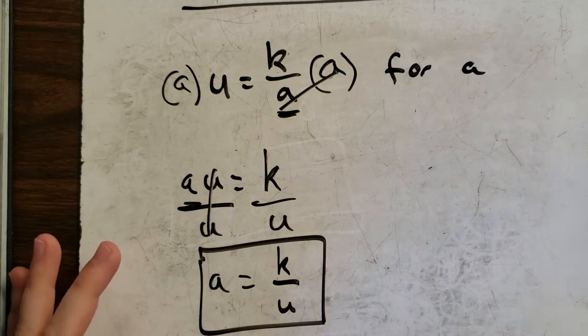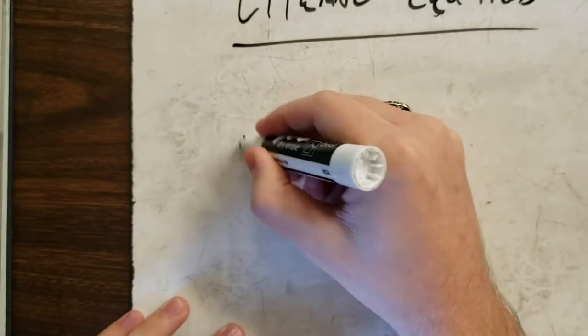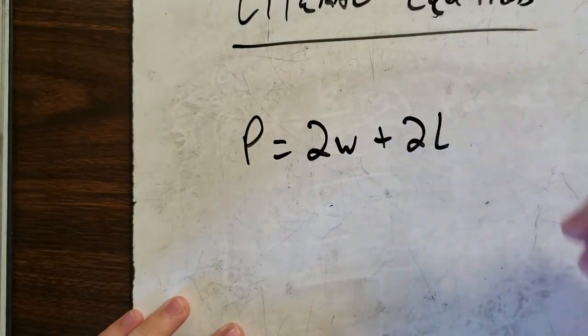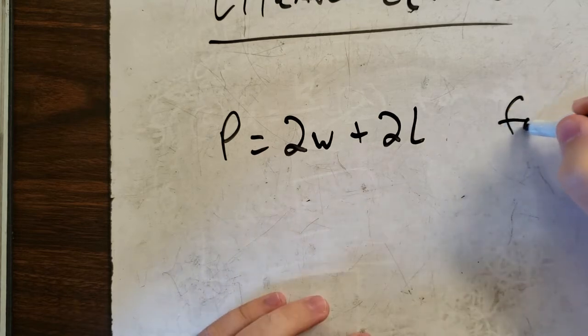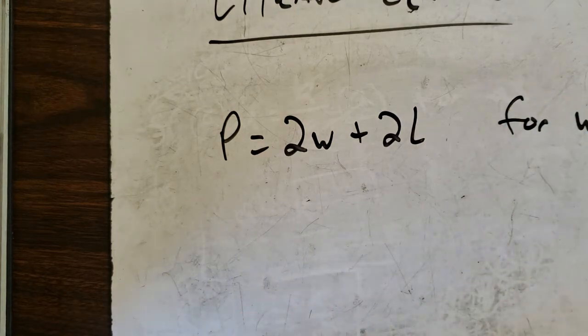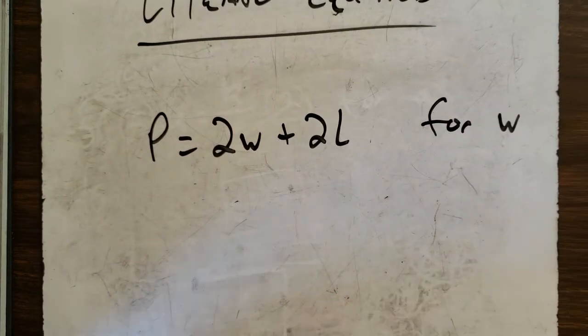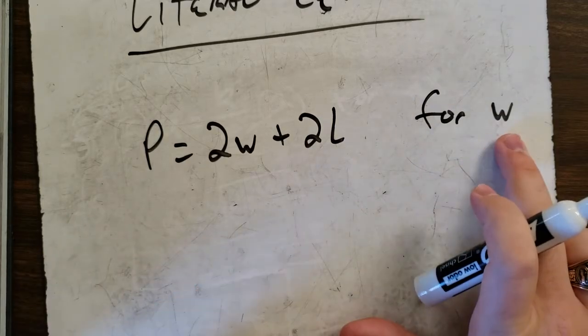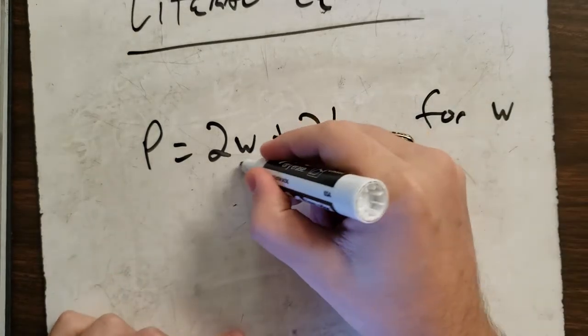Let's try a different one. P equals 2w plus 2l, and we're going to solve for w. Now, for those of you who are keen to this, we know that this actually is a formula. It's the equation for perimeter. But we'll get to that later. Solving for w. That's what we're trying to solve for. Here's our w right here.